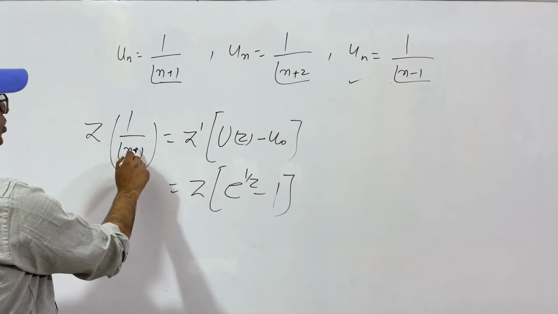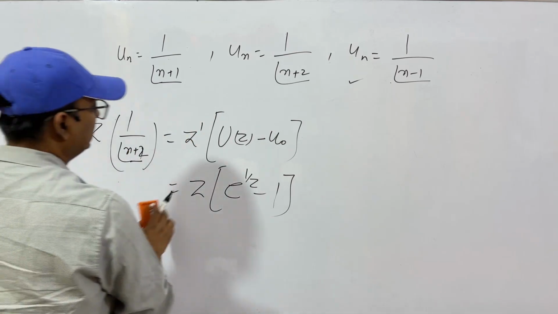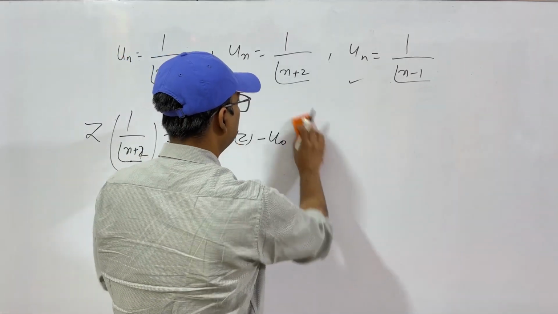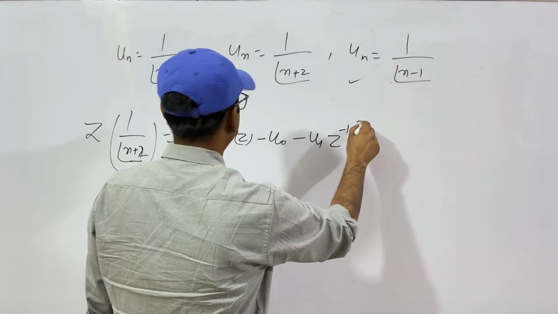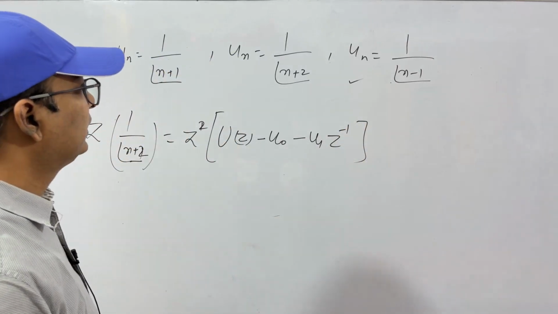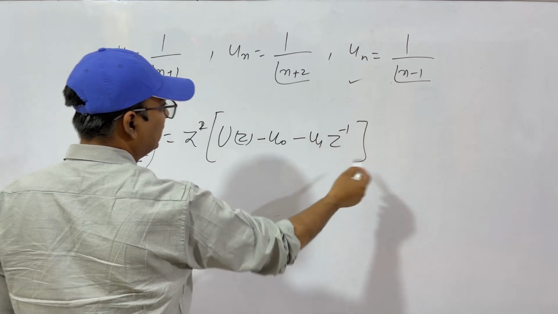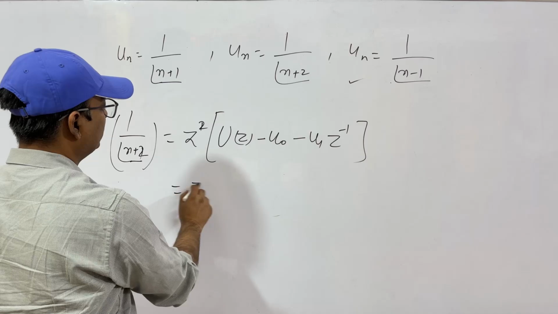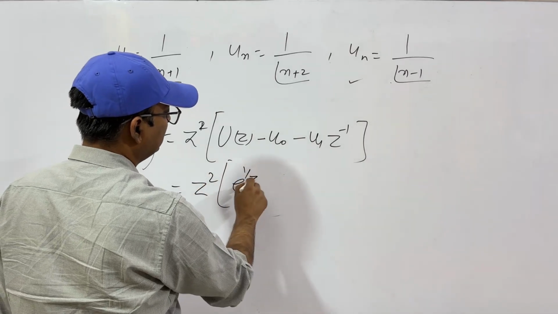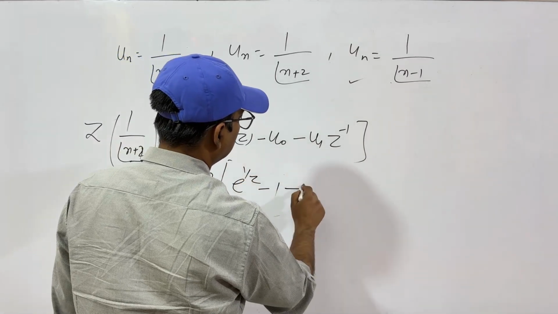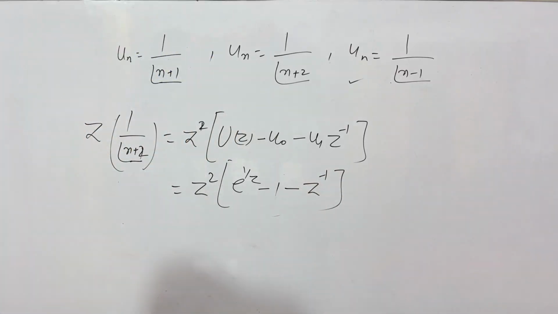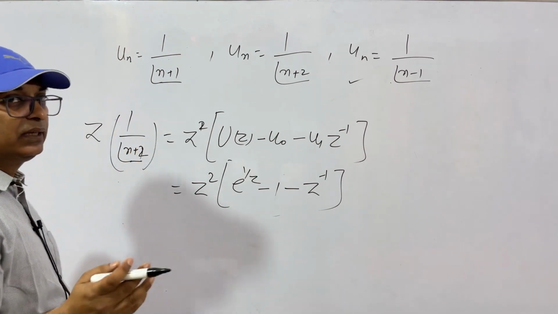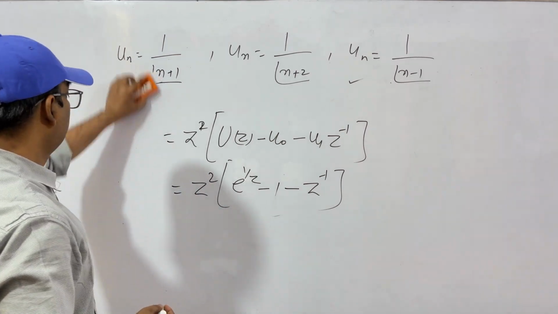When you have to take n plus 2, what was it? It was z to the power 2 U(z) minus u0 minus u1 z to the power minus 1, this. Okay, so u1 is also 1. We have seen 1 by factorial 1, z to the power minus 1 by factorial 1. So this is 1, this is 1. So what you get is z square e to the power 1 by z, then 1 minus z to the power minus 1. This is the result. Okay, so I guess this shifting property is very easy. You'll be able to solve the questions without any problem.